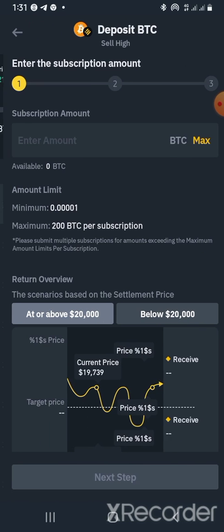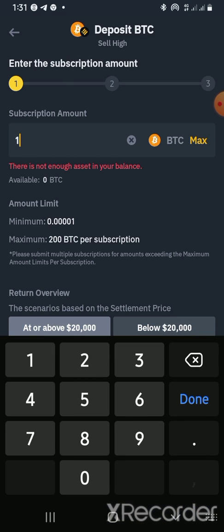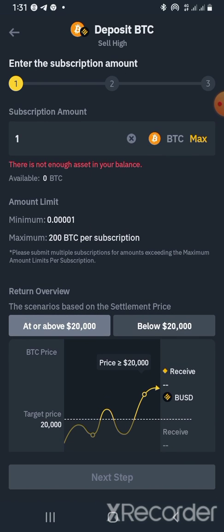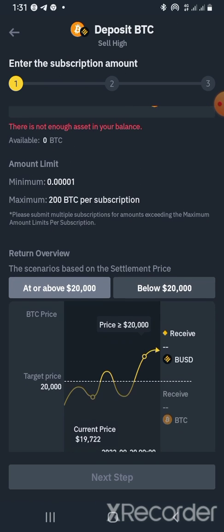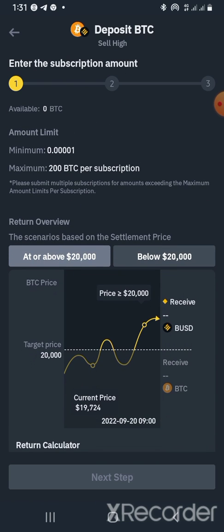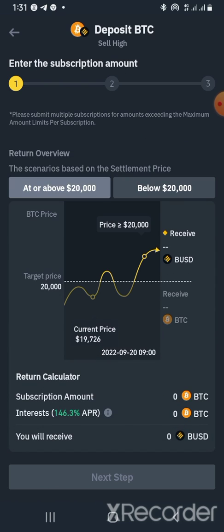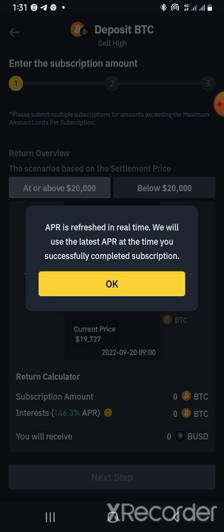So if on the 20th of this month, if I click on it now, I staked one full BTC, and I said that okay, if by the 20th one full BTC hits $20,000, I will automatically sell, and I will make the, you can see it here, and I will make the 146.3 APR. You can see what is an APR.